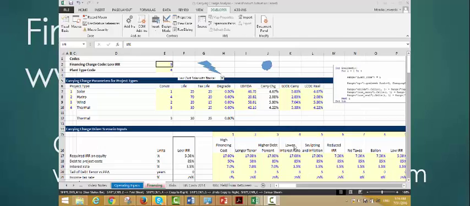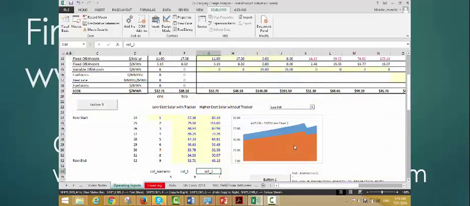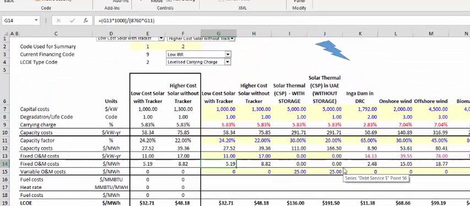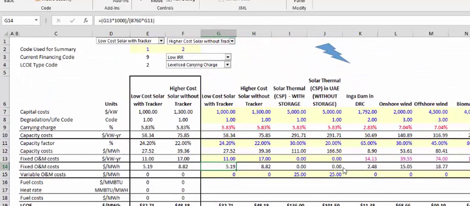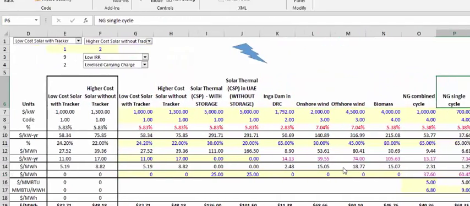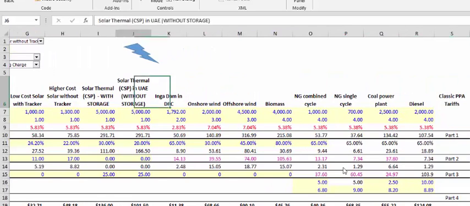Okay, in this video, I modified an Excel file. In this Excel file, you can change the various parameters on power plants.